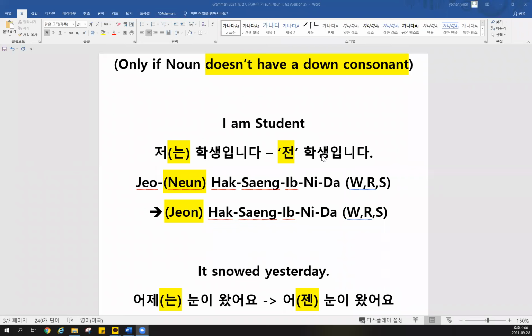전학생 is, let's say, a student who just moved from another school. That can be seen as 전학생. That's why it's really important to have the space between 전 and 학생, because depending on the space or if it's attached, it can be a totally different meaning. So you need to be really careful with this one. Just remember that 저는 just changes to 전. So 전 학생입니다.